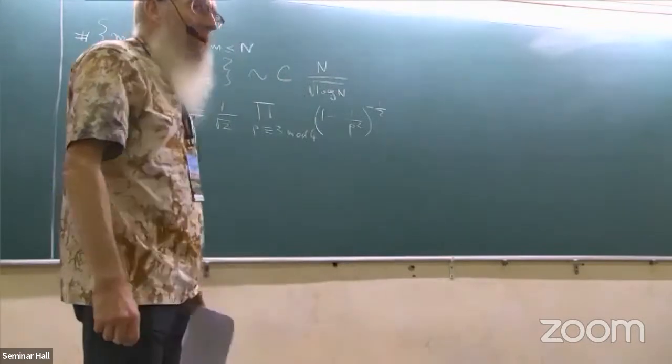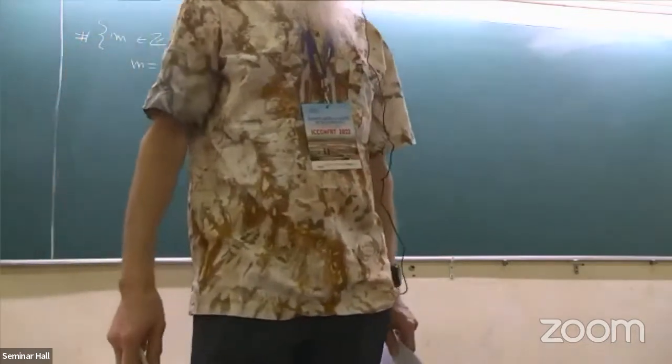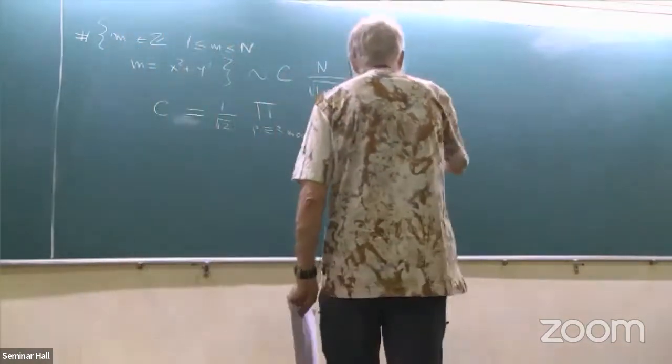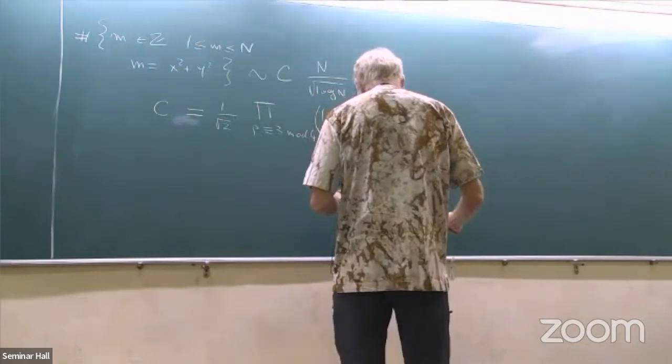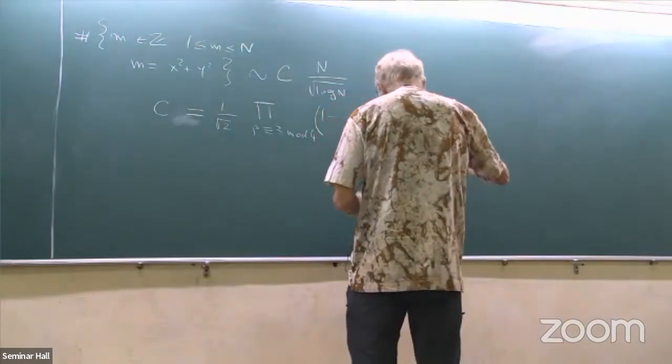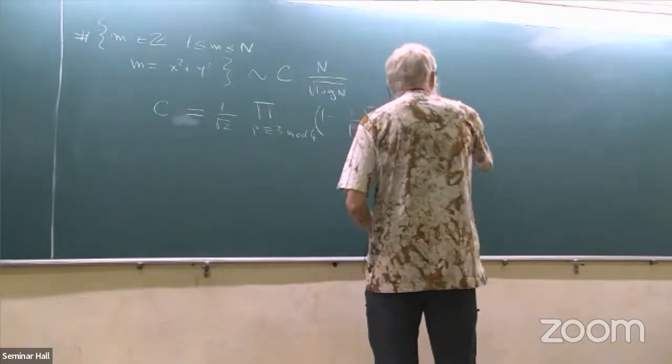You find in the online encyclopedia of integer sequences the precise value of this constant with many digits, but as I mentioned before, it starts with 0.764223.